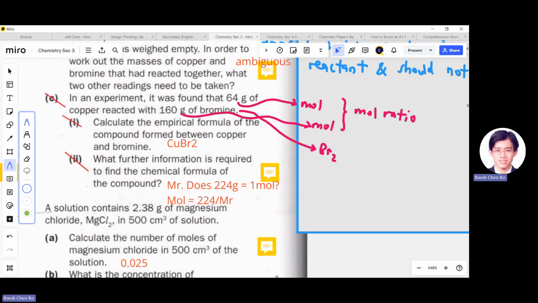Now, as for C part 2, what further information is required to find the chemical formula of the compound? Again, this question is a bit ambiguous. Doesn't really give you much to work on. Actually, for this case, the answer is basically the MR. So you need to know the MR of that compound between copper and bromine.